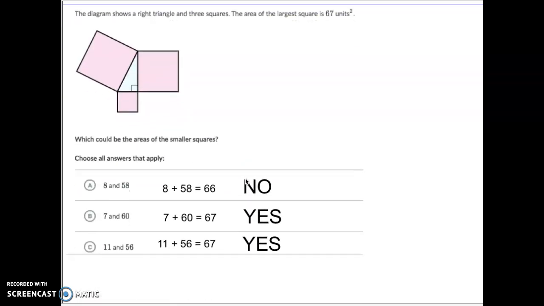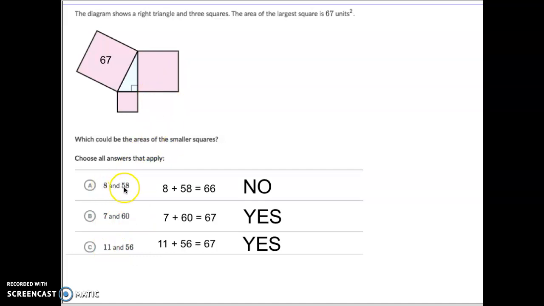Okay, second example. The diagram shows a right triangle and 3 squares. The area of the largest square is 67. So if you think about it, if we were to type it in, the area of the largest square would be 67 units. So the question is, if this is the area of the other 2 squares, and they're given 3 examples, which ones could possibly make a right triangle?